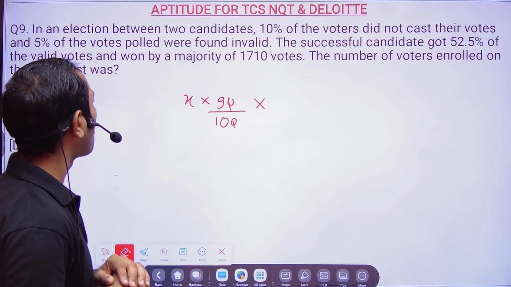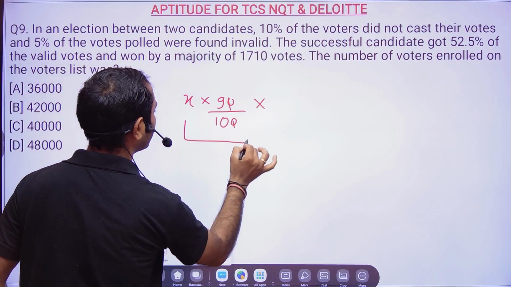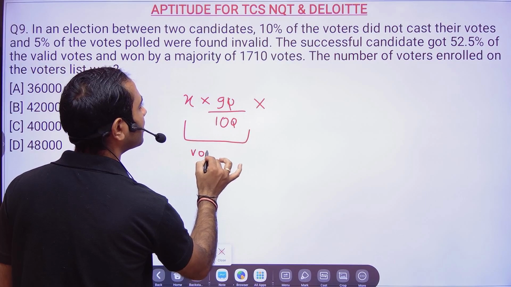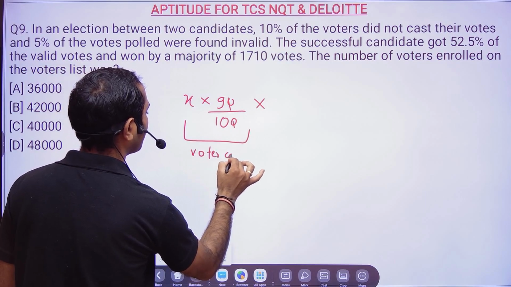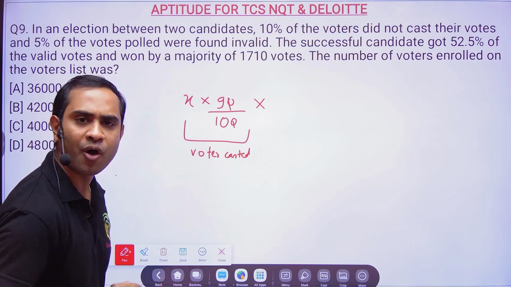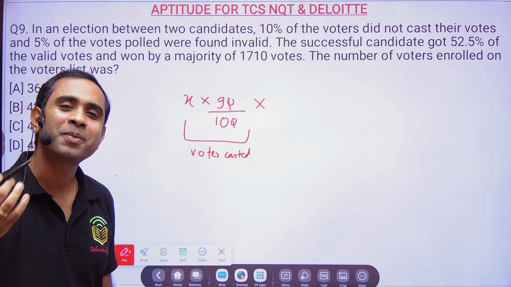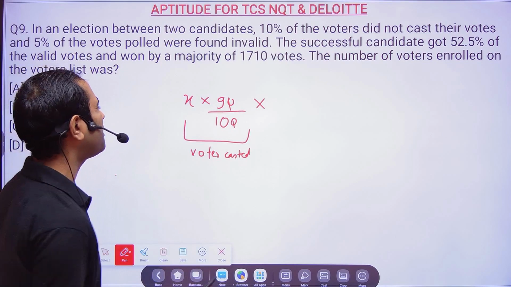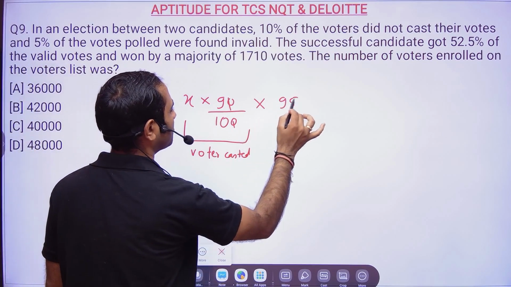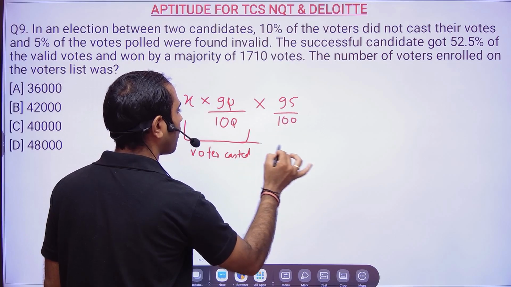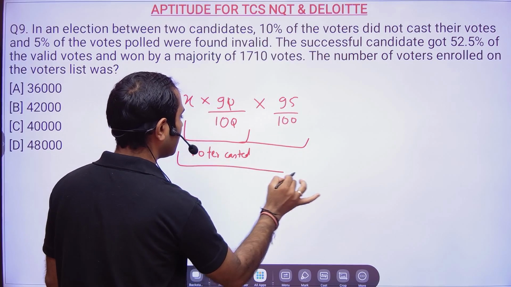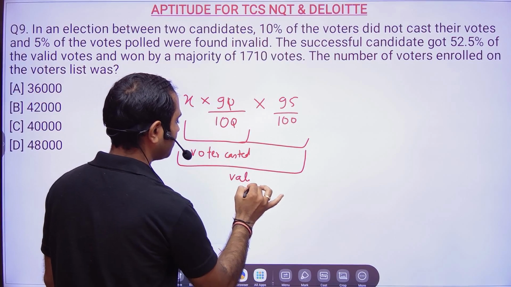5% of the votes polled were found invalid. So right now, this is the total voters who cast the vote. 5% is found invalid. Then how much percentage is valid, sir? 95%. Yeah. So 95 by 100. 95% of what? 95% of the total votes cast. So this is now my valid votes.